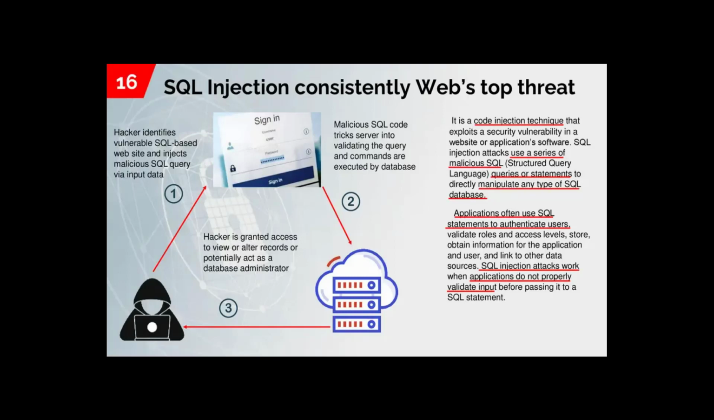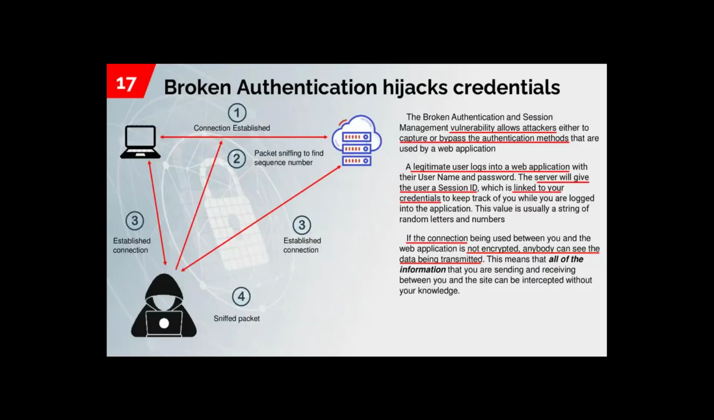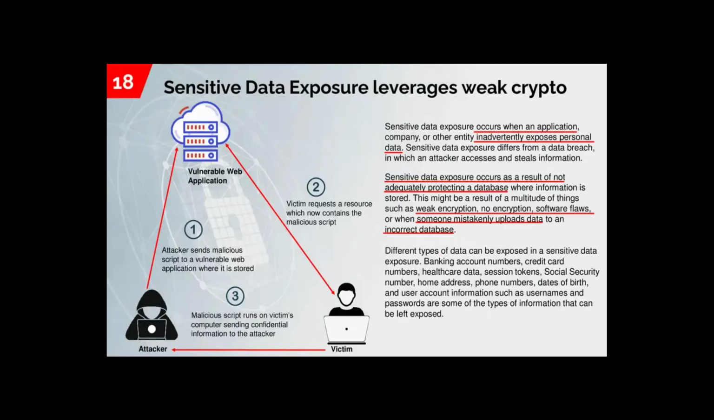So now let's get into application security. Now we're going to cover the OWASP Top 10, OWASP, the Open Web Applications Security Project. It keeps track of the leading hacks that hackers traditionally make, and we're going to start with SQL injection, consistently the #1 threat on the web. Another kind of hack is called broken authentication, where they're going to hijack credentials. So then we have a hack called sensitive data exposure, where they take advantage of bad crypto.